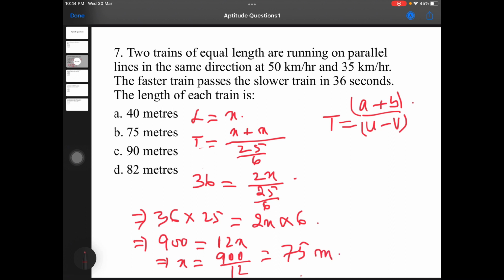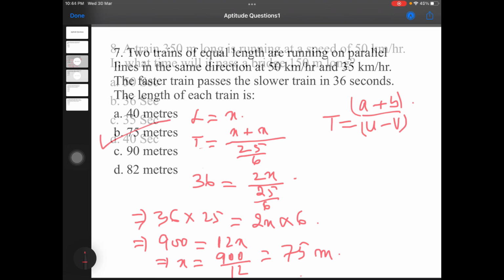So 75 meters. So the length of each train is equal to 75 meters. So the correct option here is option B, which is 75 meters.